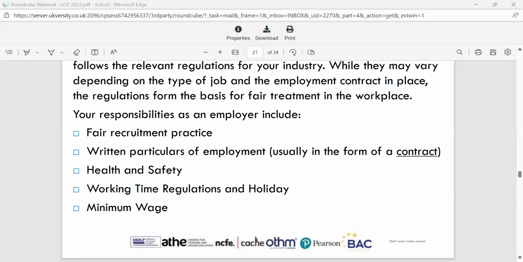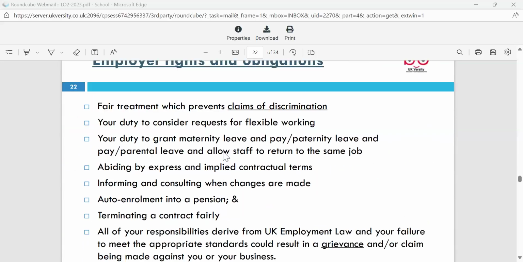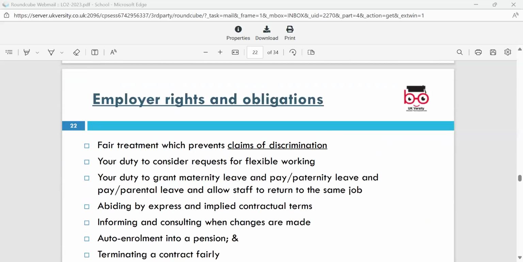and making sure that holidays are put in place and minimum wage. They also have the right to expect employees to obey lawful orders, and reasonable care and compete with the business. So they need to make sure that all these are put in place, and the employers expect the employees to exercise reasonable care and skill in the workplace, and make sure the employees act in the best interest of the organization.